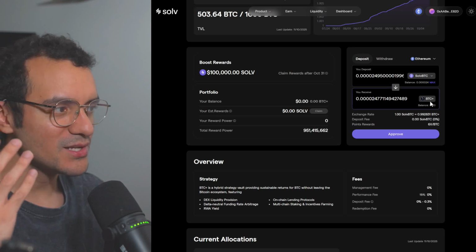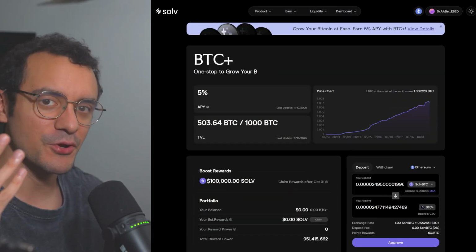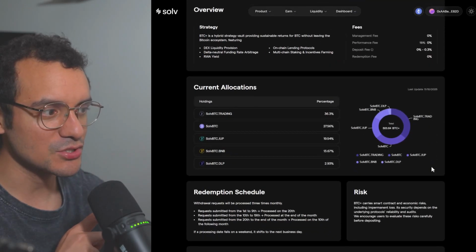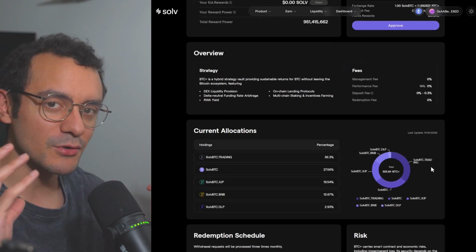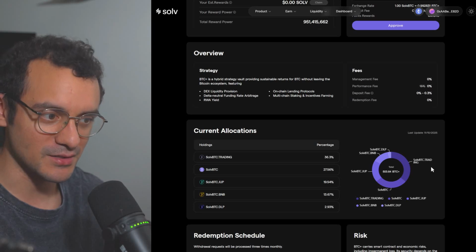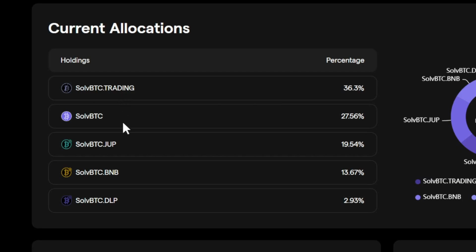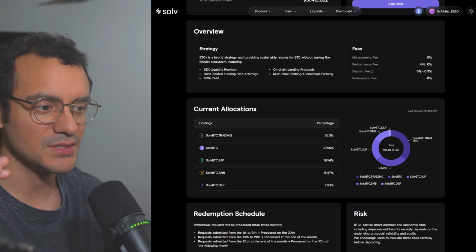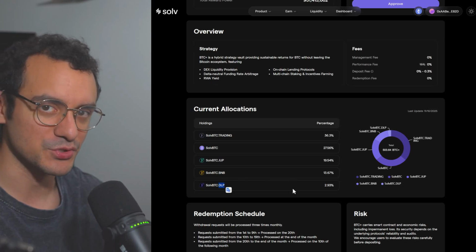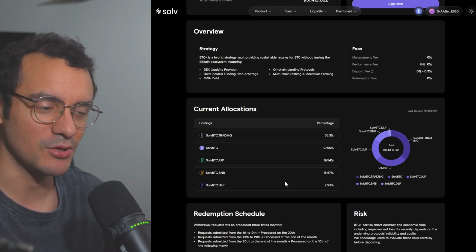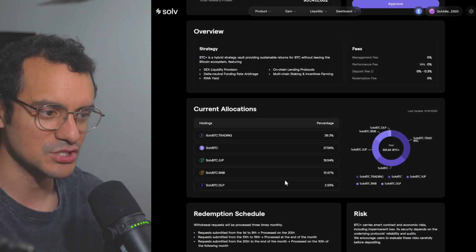You may wonder, why is this token earning 5% per year in APY? And how is that possible? It's because BTC Plus actually is made of a bundle of tokens by Solve Finance. As you can see, BTC Plus is made of solvebtc.trading, solvebtc, solvebtc.jup, .bnb, and .dlp. DLP means delta neutral positions. Okay, that means that they are shorting Bitcoin and buying Bitcoin spot. It's a very easy strategy to understand.